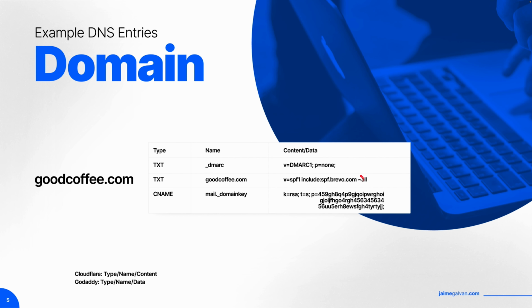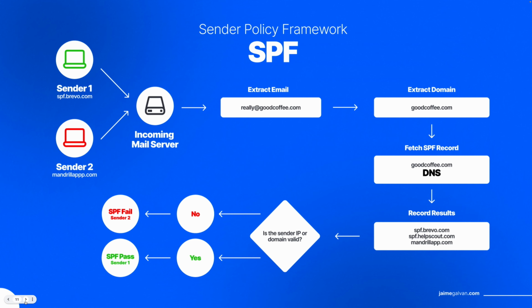So here's the SPF record, and you can see that SPF.brevo is in place. And then you can see these are examples of the records for SPF. You notice this one has one P, this one has two Ps, and that's why it fails. Is the sender valid or the domain valid? No, so it's going to fail. And with this one, sender one, it's going to pass because it has permission to send on your behalf. I think that makes a lot more sense.